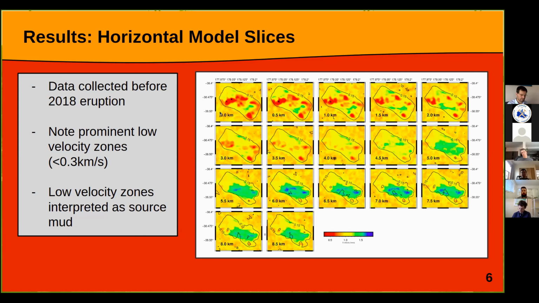So we interpret the low velocity zones within the area of the surface expression of the eruptions to be part of the mud volcano chamber and the source mud of the mud volcano. And we find that the other low velocity zones are likely part of a bentonitic geological structure known as the Dannevirke-Arnold Formation.